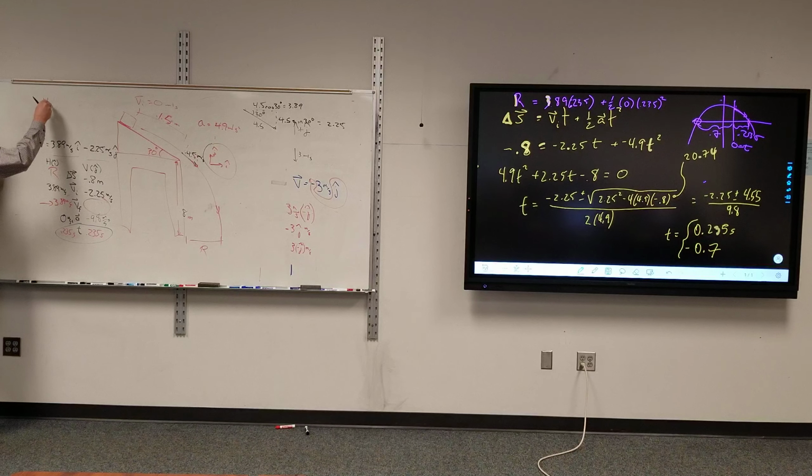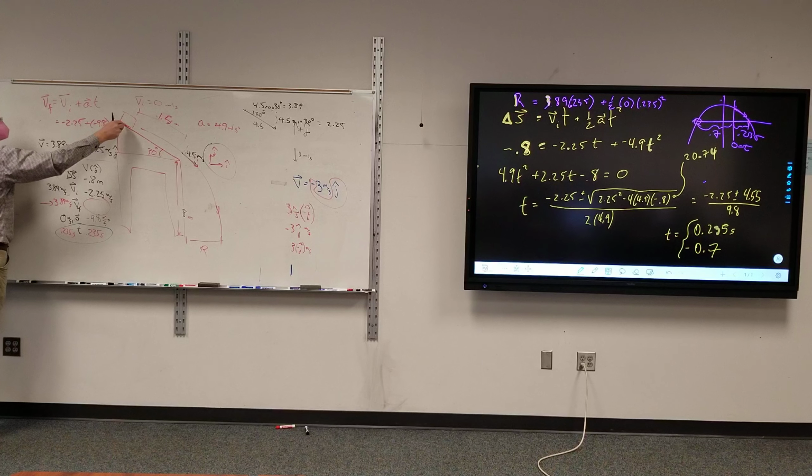So if I plug in, VF equals VI plus AT. That's going to be negative 2.25 plus negative 9.8 times 0.235, and that'll get you something.